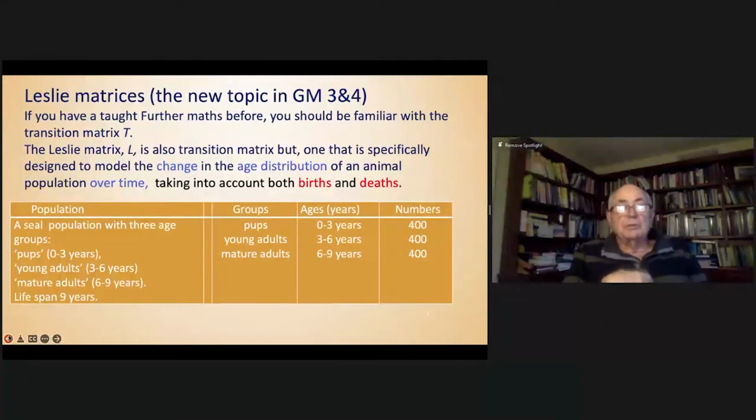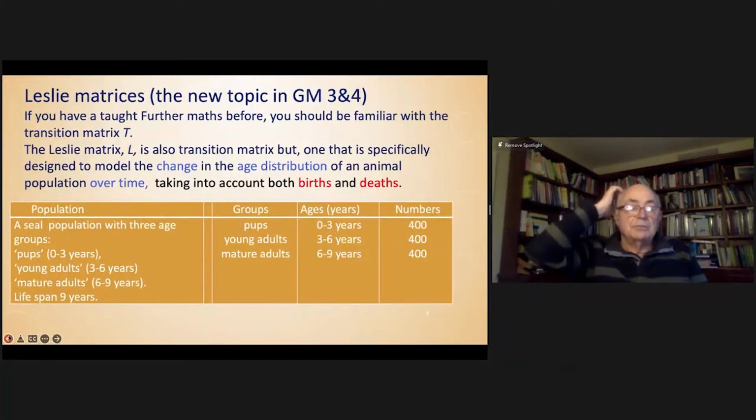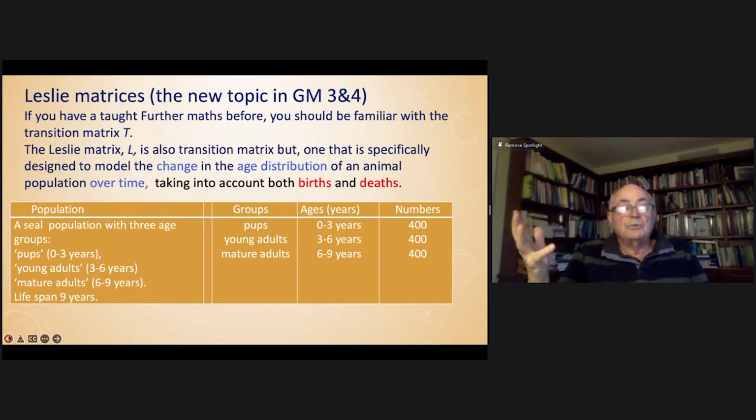So it's a powerful technique which doesn't require a lot more than the stuff you've done in transition matrices to do the sums, if you like. But there is an issue of interpreting. The sort of population we're talking about is an animal population. I've got a sample of one here. This is hypothetical, but it's not unrealistic.